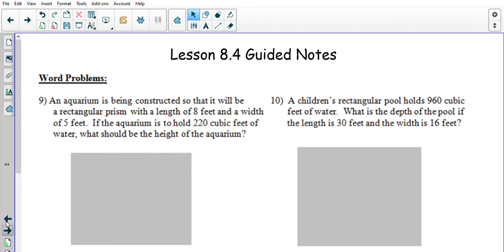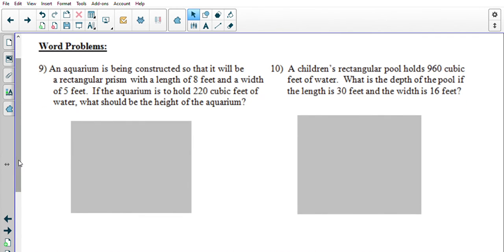All right, let's take a look at some word problems, still from the set of guided notes. Let's look at number 9. An aquarium is being constructed so that it will be a rectangular prism with a length of 8 feet and a width of 5 feet. If the aquarium is to hold 220 cubic feet of water, what should be the height of the aquarium? Again, we don't have flashing lights here saying, hey, this is a volume question, but we know we're talking about the aquarium that's a rectangular prism, so we know it's a three-dimensional shape.